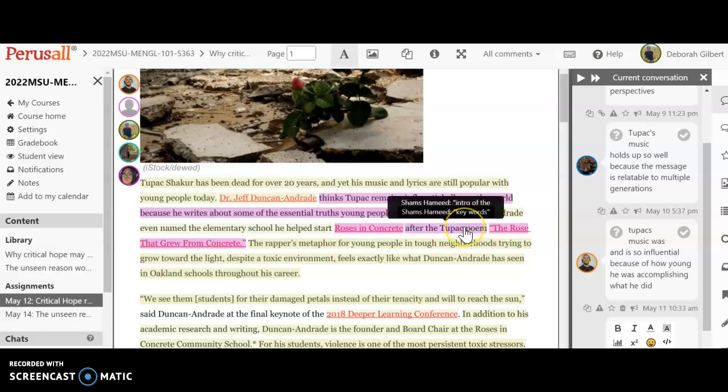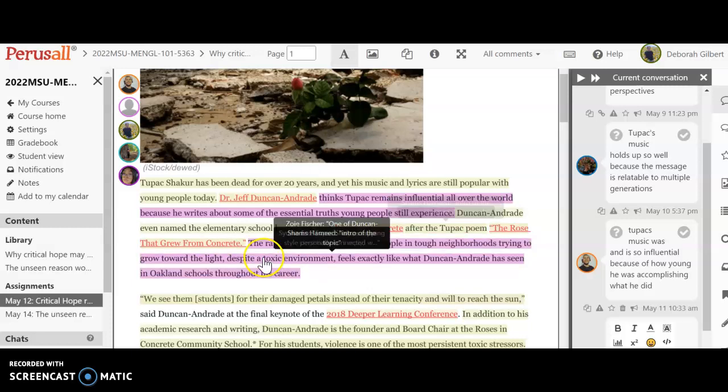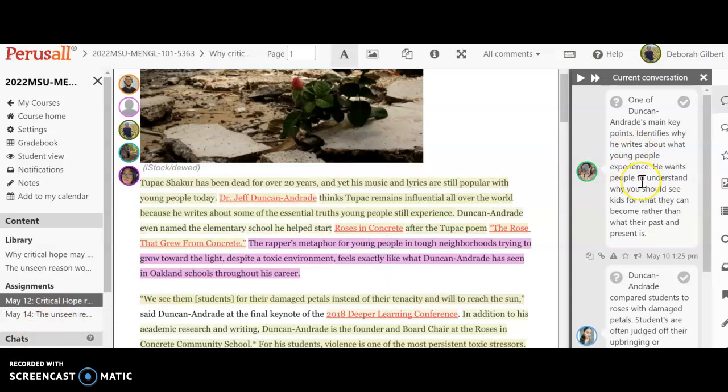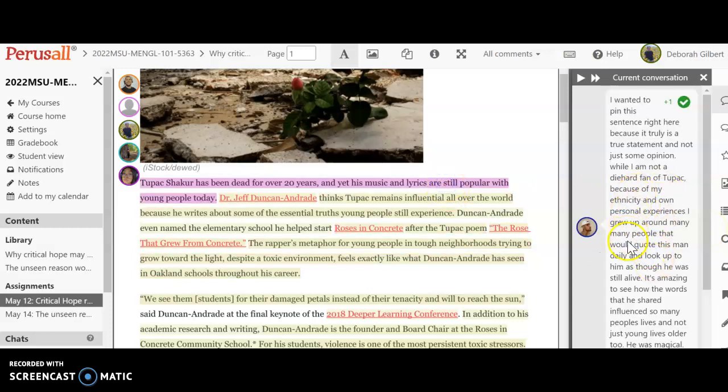So the first assignment was to leave 8 summarizing annotations on the Critical Hope article. And I noticed a lot of the annotations weren't summarizing. A lot of them were reflections, but let's just look at a couple. One of his key points, he writes about what young people experience. He wants people to understand why you should see kids for what they become rather than what their past and present is. That's a great summarizing comment. I noticed this one here was an interesting comment, but it's more of a reflection.